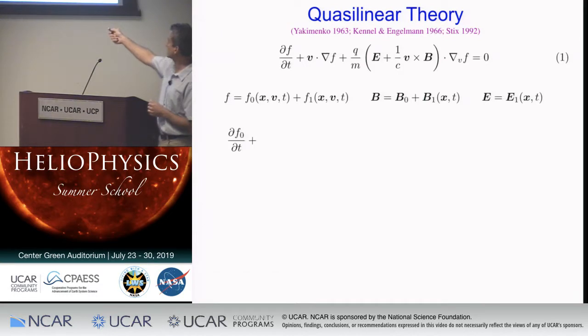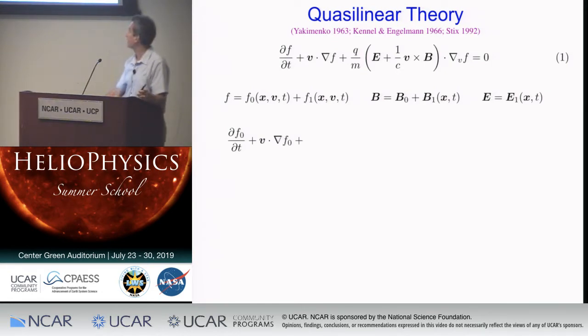What's the zeroth order piece of this second term? Yes, partial f naught. It's this: v dot the gradient in x of f naught. That's from that second term here. If you plug f equals f naught plus f1 into there, you get v dot grad f naught. That's a zeroth order term. The v dot grad f1 is first order.